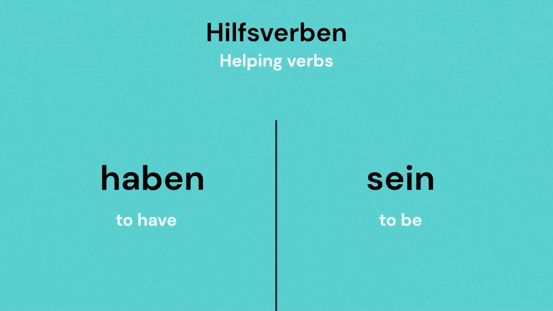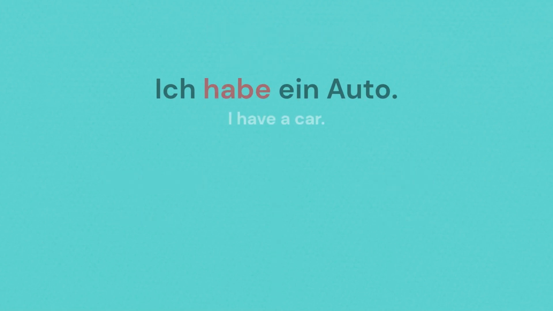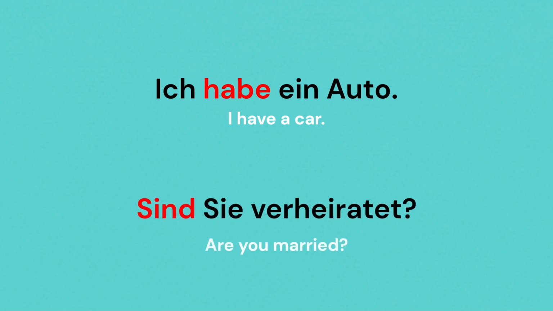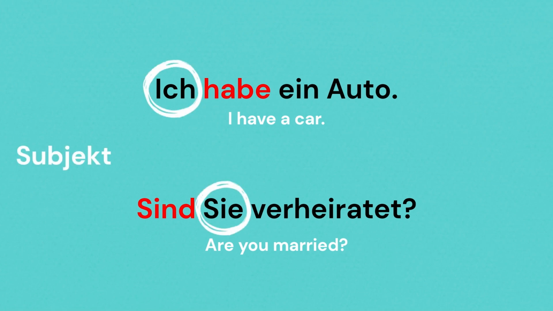Haben and sein are mostly used as helping verbs, as well as the main verbs in a sentence. In this video, we shall only concentrate on the conjugation of these two verbs. So here are two sentences we are already familiar with. Ich habe ein Auto. Sind Sie verheiratet? These two verbs, haben and sein, have been conjugated here, according to the subject. In the first sentence, the subject is ich, and in the second one, it is Sie.